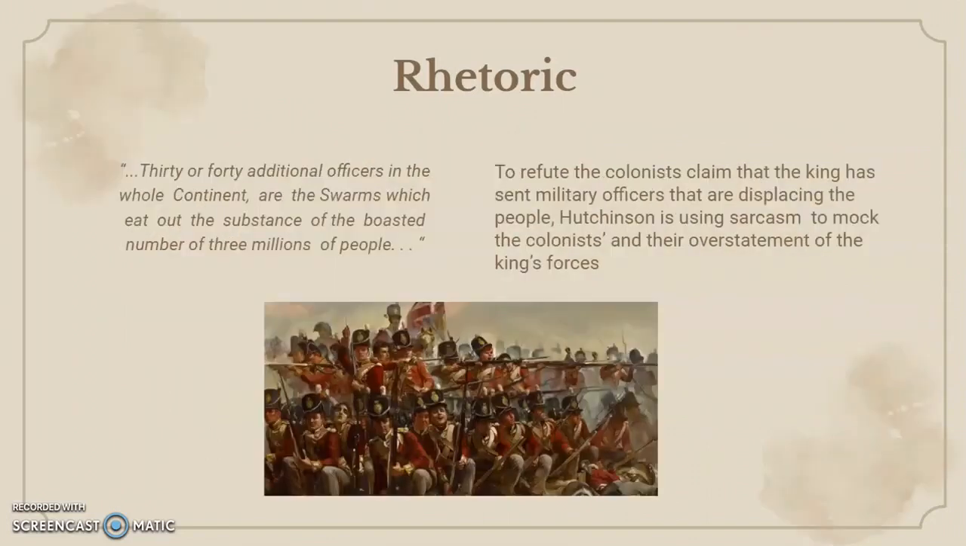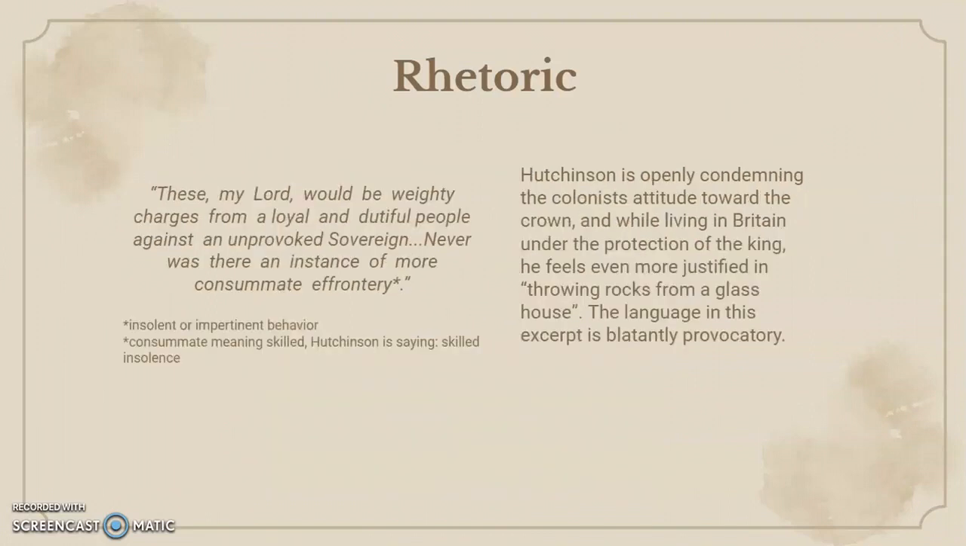30 or 40 additional officers in the whole continent are the swarms which eat out the substance of the boasted number of 3 million people. To refute the colonists' claim that the king has sent military officers that are displacing the people, Hutchinson is using sarcasm to mock the colonists and their overstatement of the king's forces.